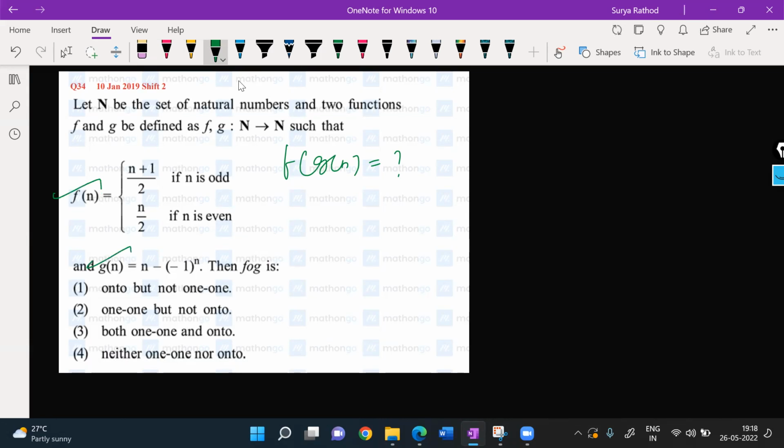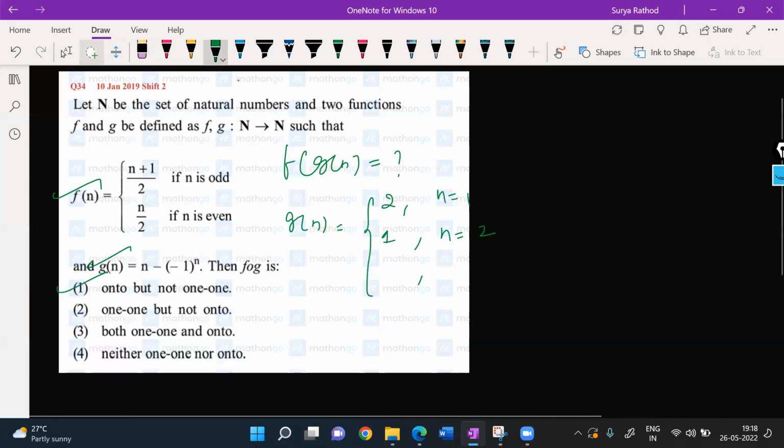f of n, g of n are given to you. What is g of n going to be? If n is equal to 1, this is going to be 2. If n is equal to 2, what is it going to be? 1. Sir, it is onto but not one-one. Very good, beta. Option A is correct here.